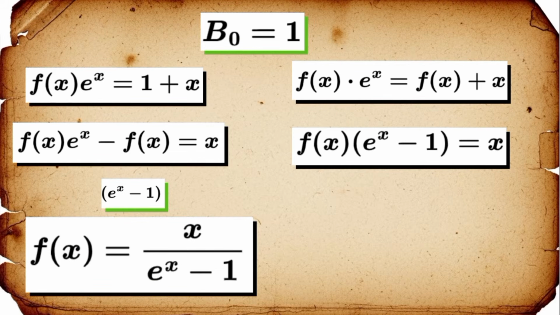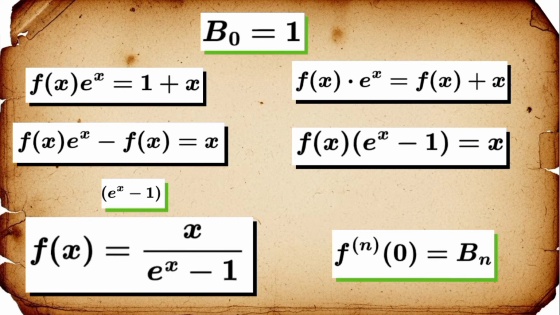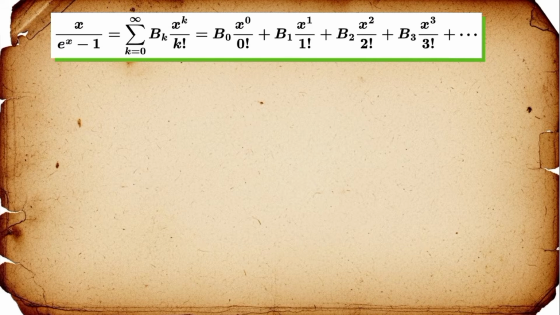And we assumed that the Maclaurin series of this function has coefficients equal to the Bernoulli numbers. The nth derivative of f at 0 equals b sub n. Therefore, we have derived the exponential generating function for the Bernoulli numbers. The complete series is displayed on screen. Let's verify this for b sub 0 and b sub 1.